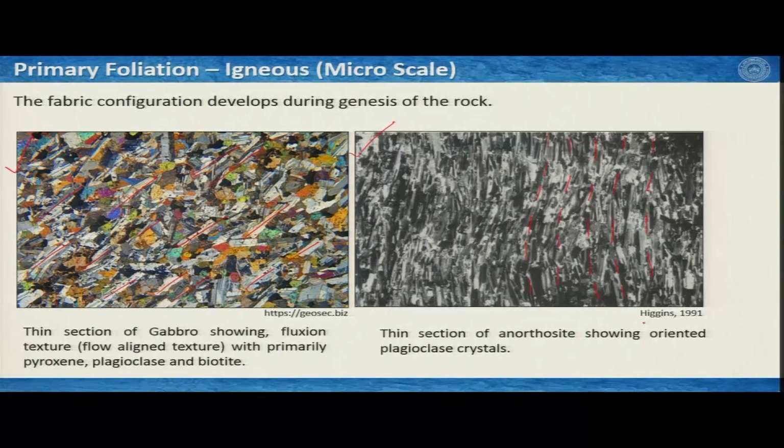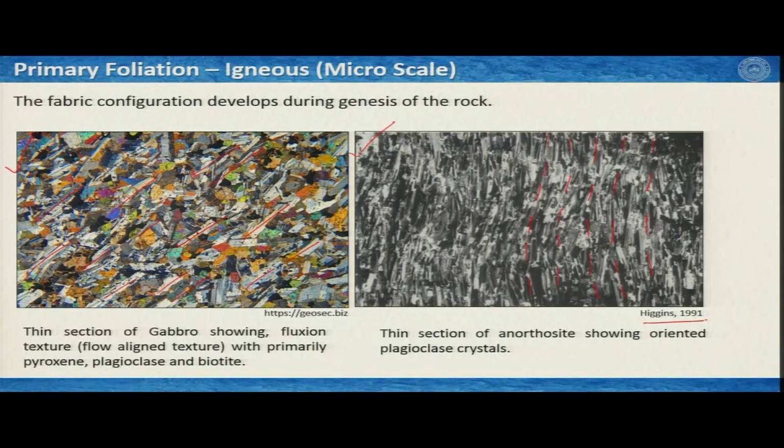The authors of this paper, in particular Higgins 1991, suggested that during the formation of this rock anorthosite, the batch magmas got emplaced in the system, and while they were being emplaced, the boundary layers got highly sheared, and while they are getting sheared, these minerals, these crystals, they either grew along the shearing direction, or old crystals, old long plagioclase laths, they oriented themselves along the shearing direction.